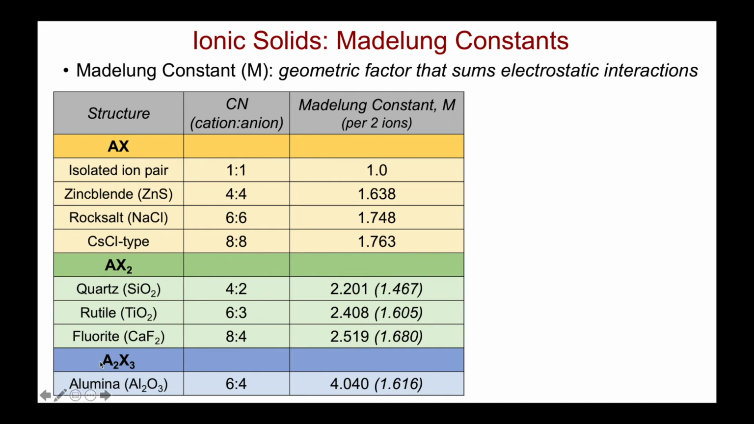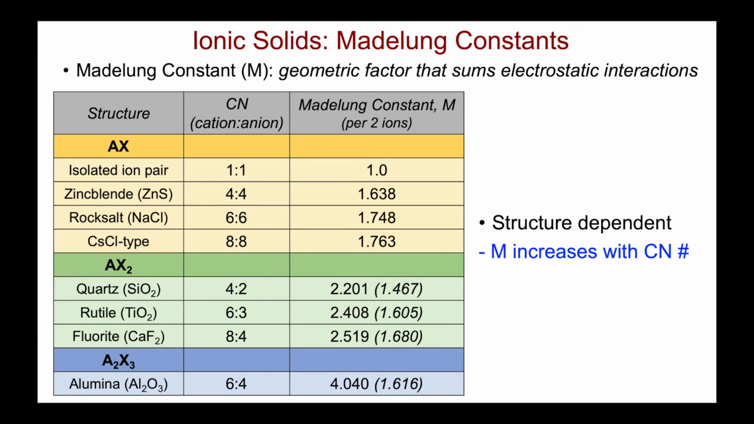And finally, here is an example of a Madelung constant for the alumina structure, A2X3. Alumina has the coordination numbers of 6 and 4, respectively, for the cation and anion. The Madelung constant is 4, but if we convert it to a 2-ion basis, it's 1.6. And so then if we compare all of these Madelung constants for the 2-ion basis, we'll see a steady increase with the coordination number. The bottom line: the Madelung constant is structure dependent and it increases with coordination number.